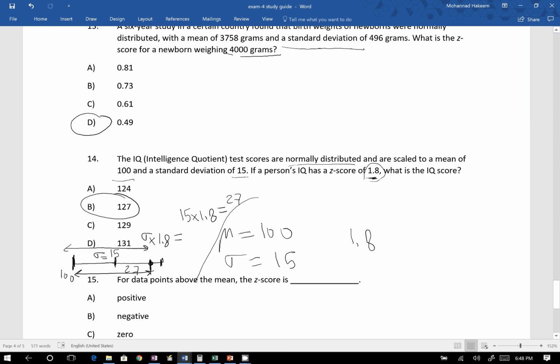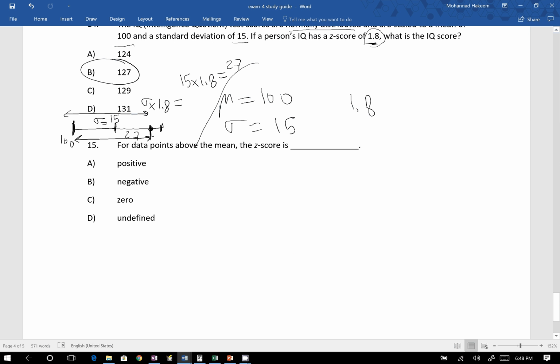Finally, for data points above the mean, the z-score is positive, negative, or 0? We said many times before that this is your mean, and on the mean the z-score will be 0, and here the z-score will be positive, and here the z-score will be negative. So the answer is 15A, the z-score will be positive.